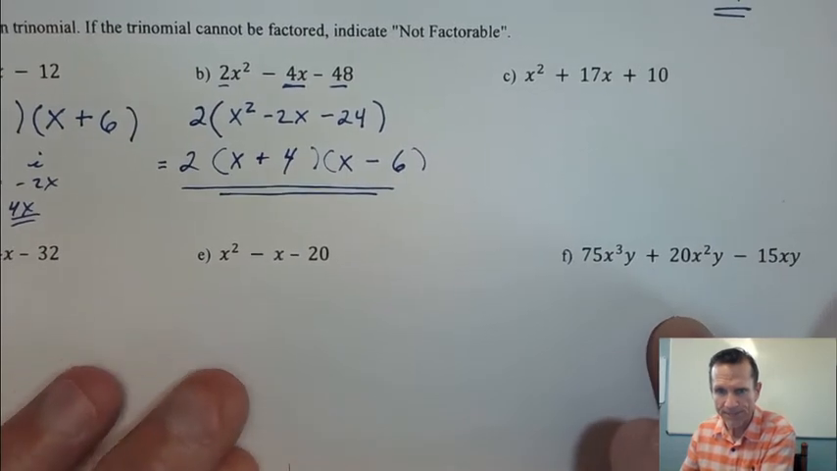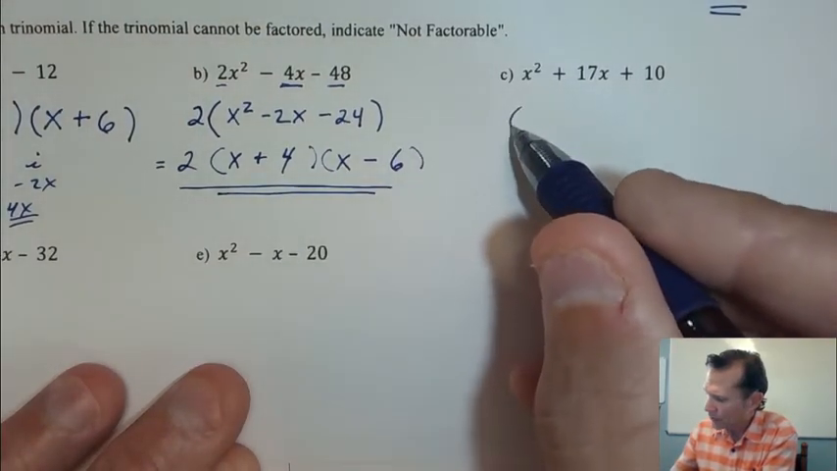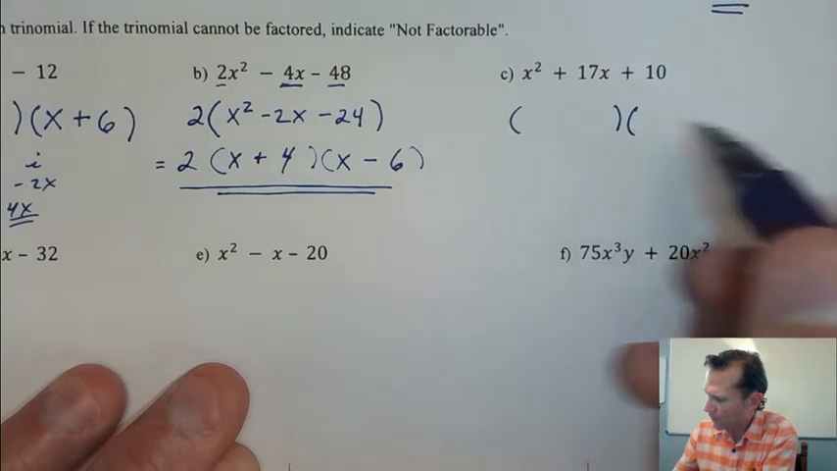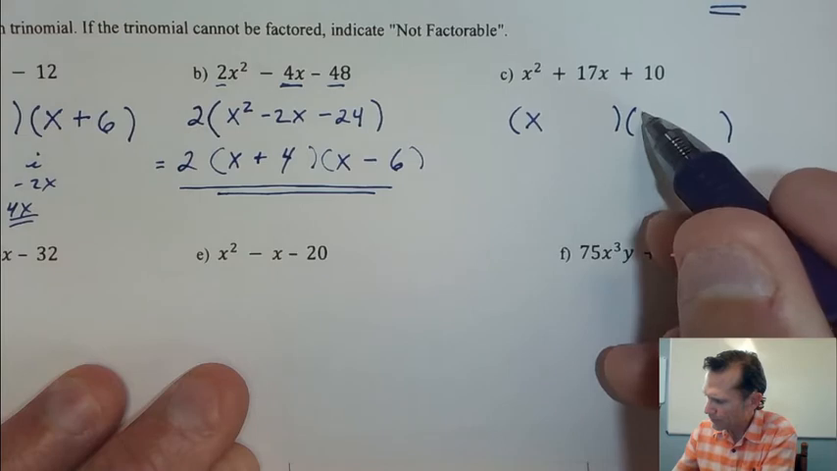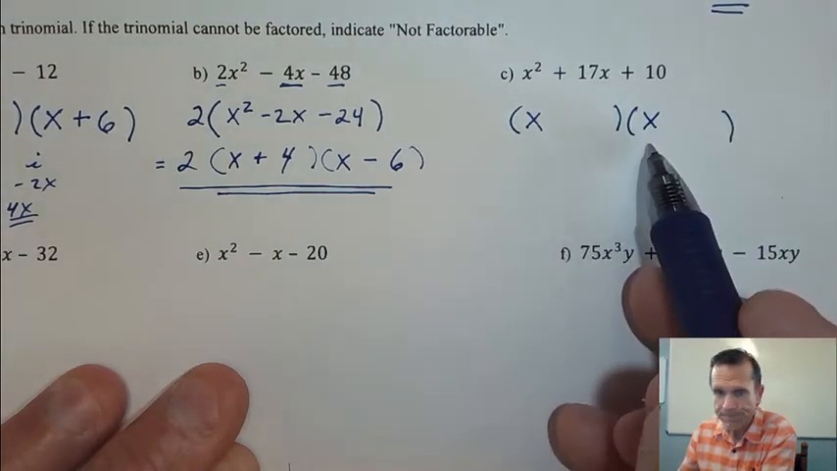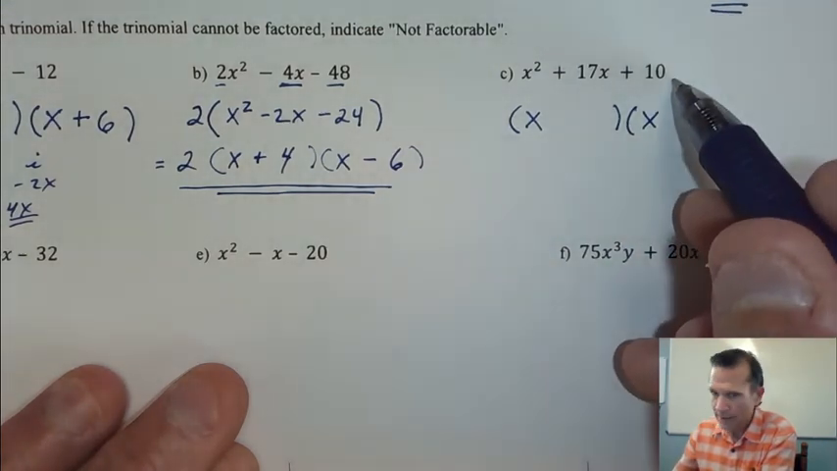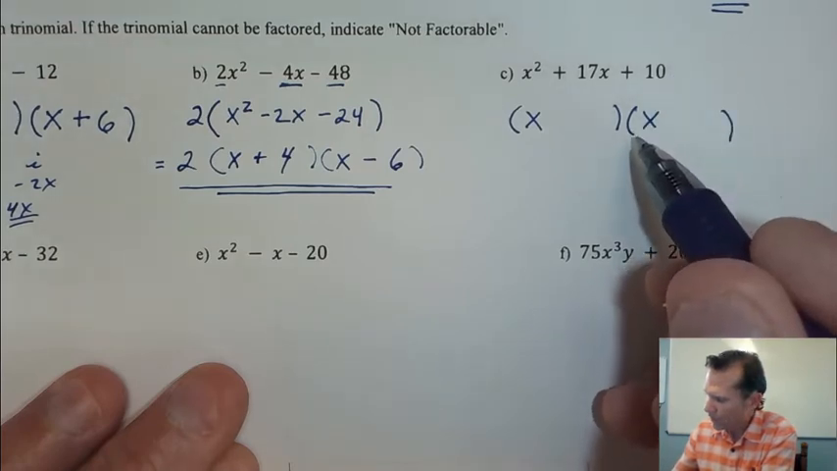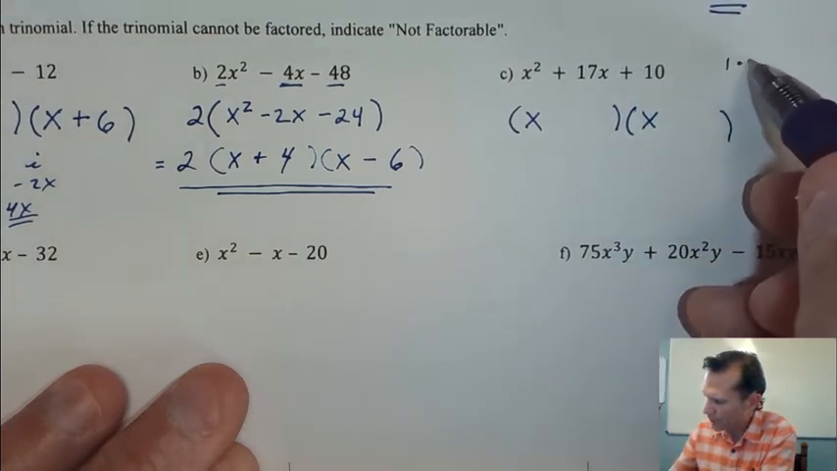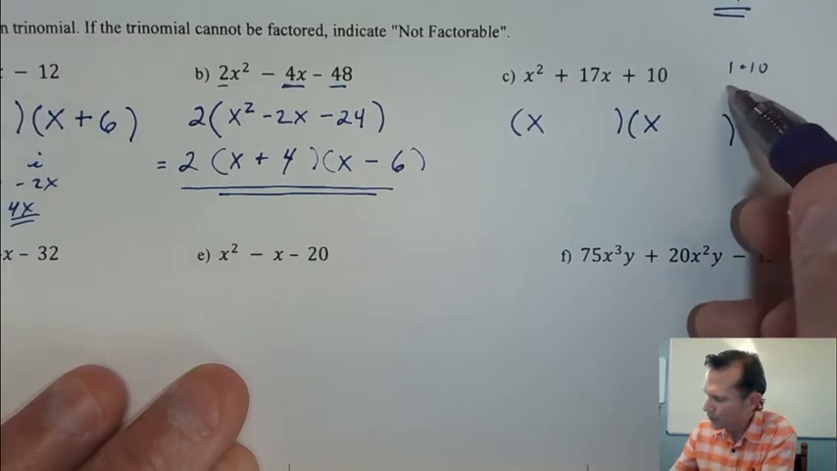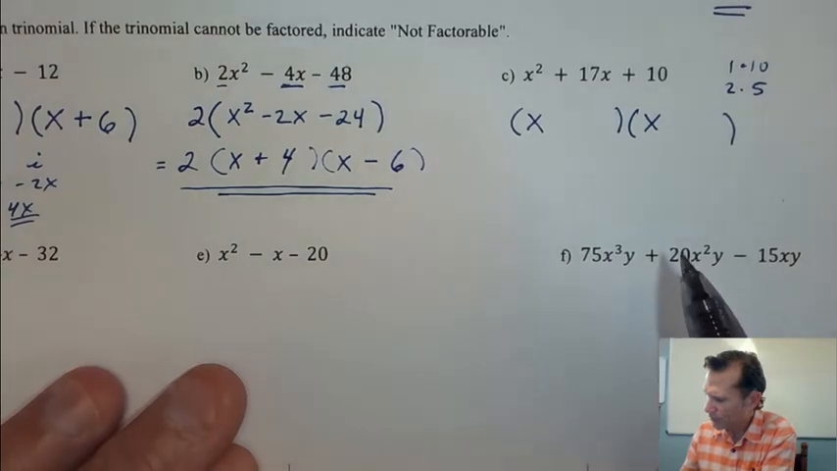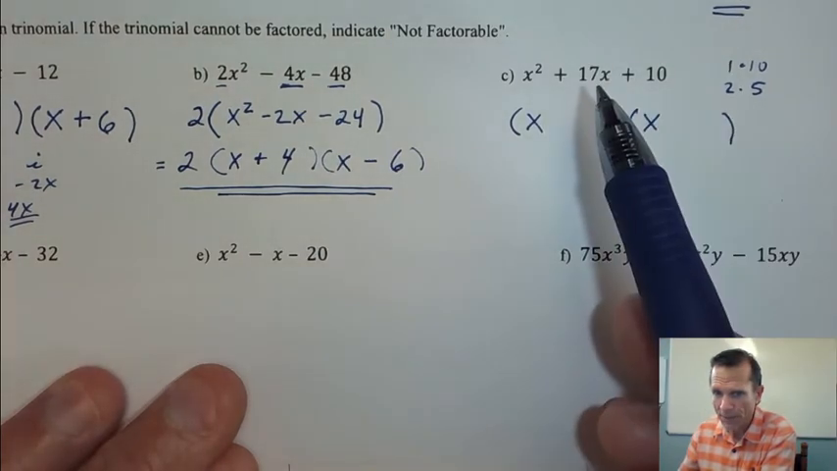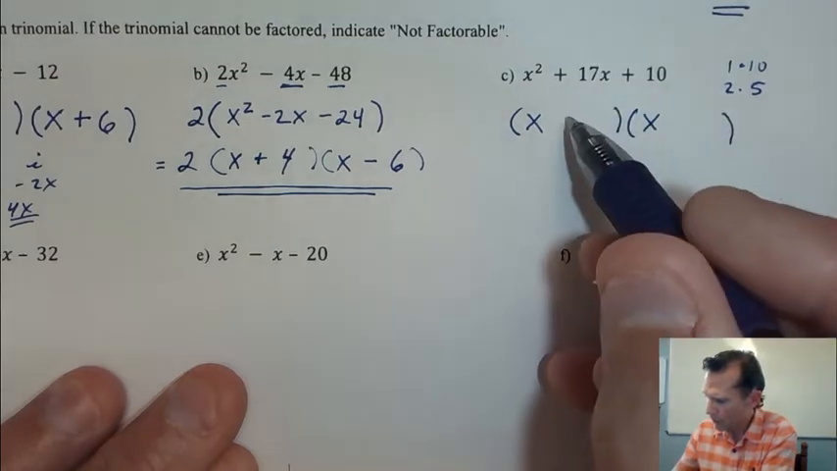Looking at C here, I want to give this a chance of working, so I make my two binomials. I put an x up front to produce the x squared from FOIL. Then I start to think about 10, and I know I have the options of 1 times 10 and 2 times 5. Now if I try either of those options, there's no way I'm going to produce a 17 in the middle. I can show you, I'll pick the 1 and the 10.